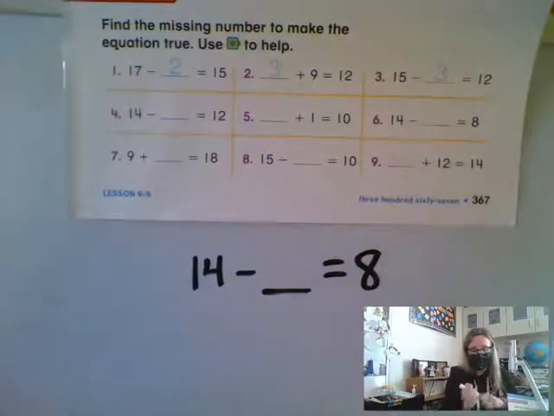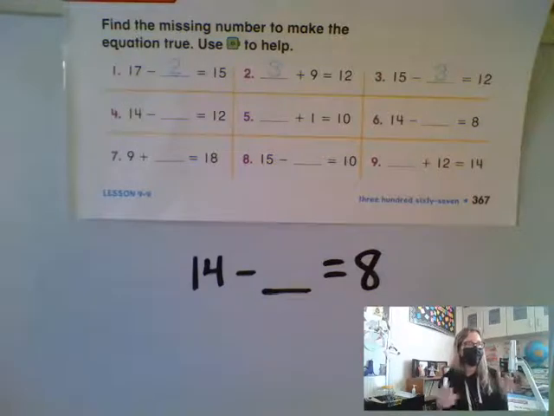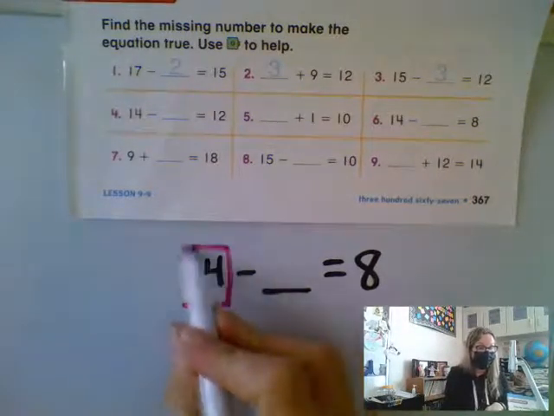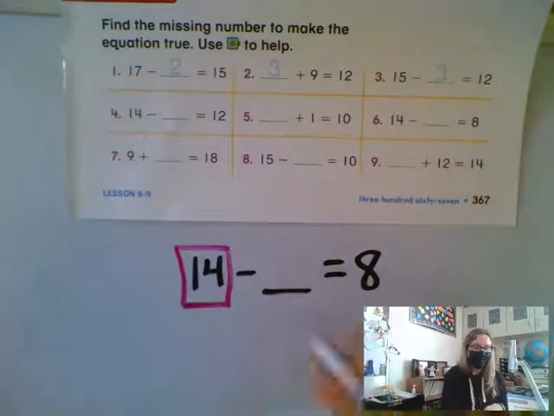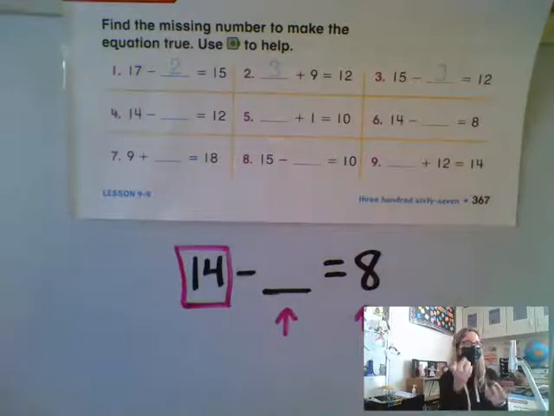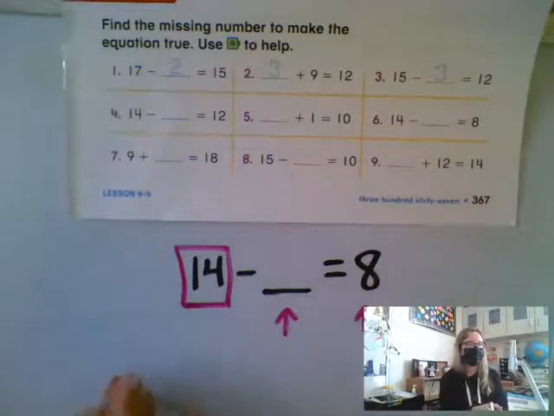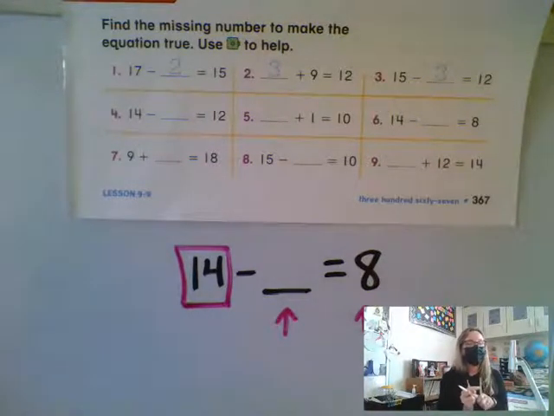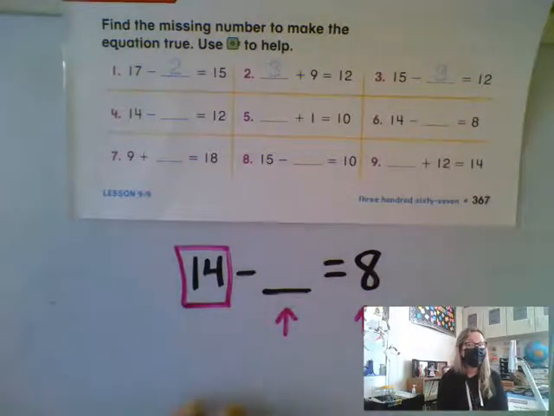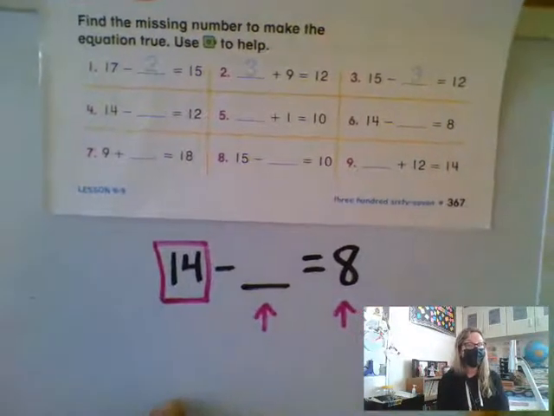So now let's think about what this problem is saying. We know that 14 is our big number. That's our whole, right? That's our total. And we know that this number and this number, those are our parts. Those are the two parts that are going to make 14. So if I take 14 and I take 8 away, that should give me my missing number, right?